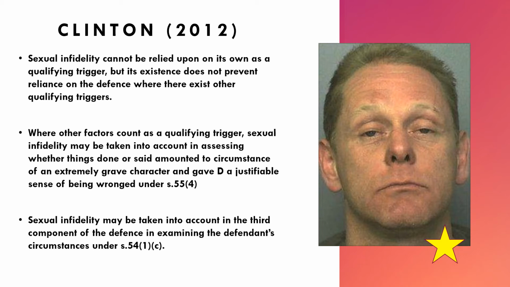So all of these things would have made him lose control, according to the judge on the appeal. At first instance it was a murder case. Of course, they rejected it because of this sexual infidelity element, but on appeal, the judge indicated that the defence should have been put to the jury, and a retrial was ordered. So the note here: if other factors count as a qualifying trigger, then the sexual infidelity can be taken into account in assessing whether things said or done amounted to circumstances of an extremely grave character and gave the defendant a justifiable sense of being seriously wronged. So it can be taken into account as part of the whole.